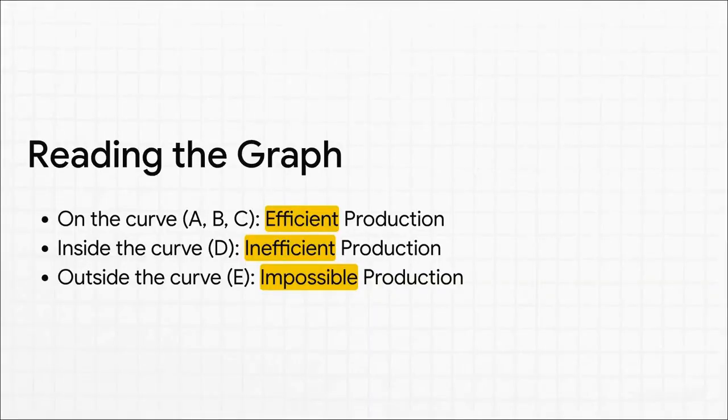You can see this frontier basically creates three zones. If you're operating anywhere on the curve, like at points A, B, or C, your economy is humming along perfectly. Nothing's being wasted. But what about point D, inside the curve? Well, that means the economy is slacking. Think high unemployment or factories sitting idle. And point E, out there in space, that's the dream. It's a level of production that's just flat out impossible with the resources and tech we have today.